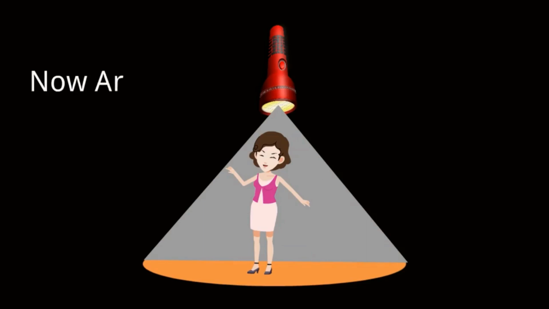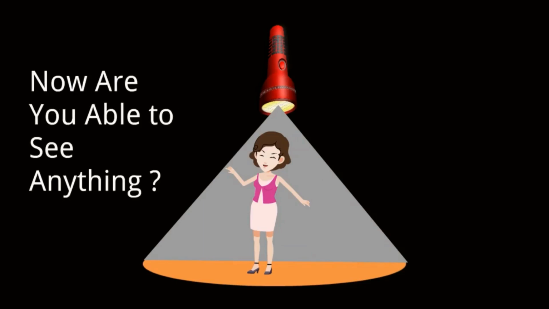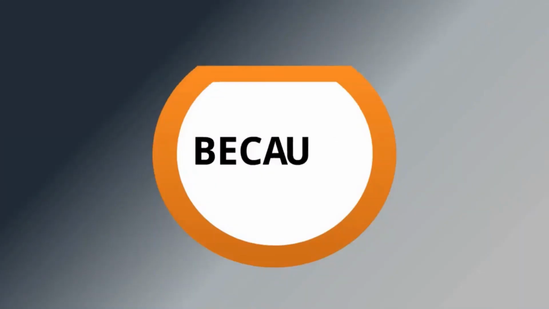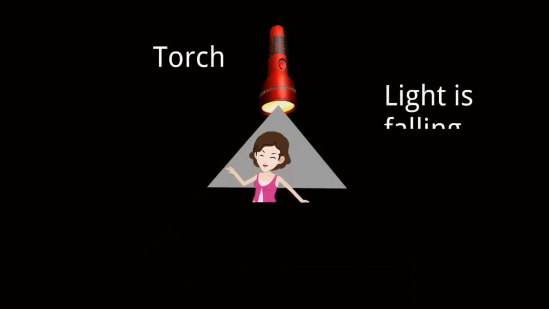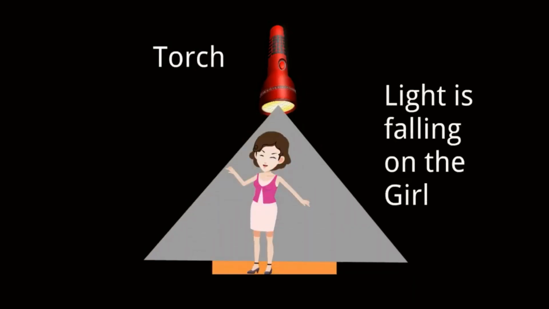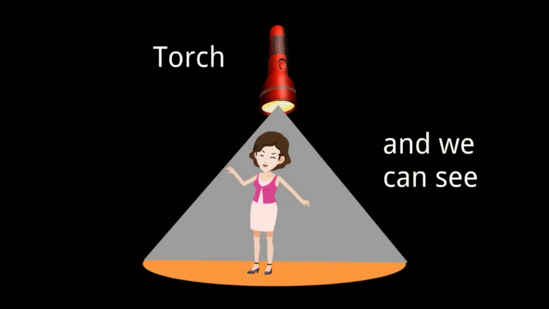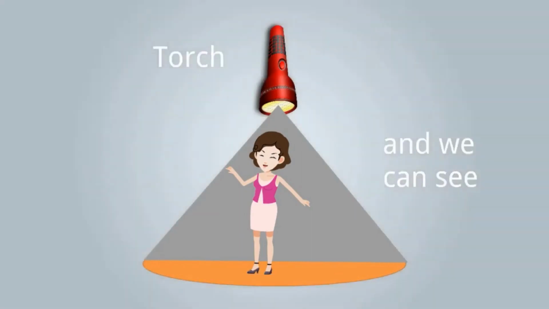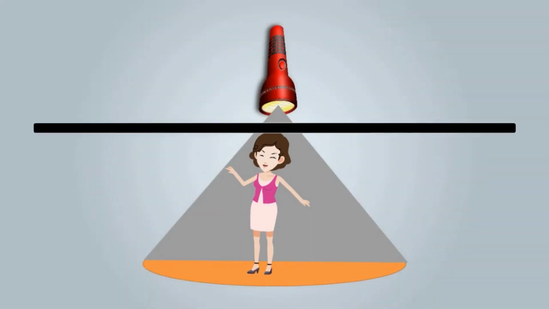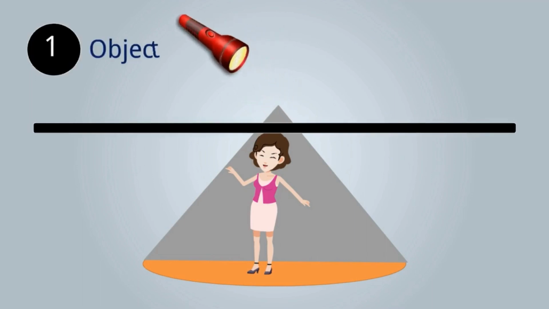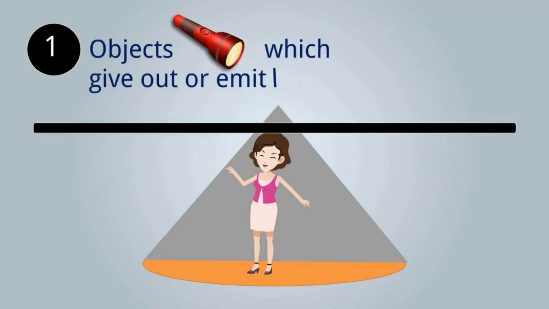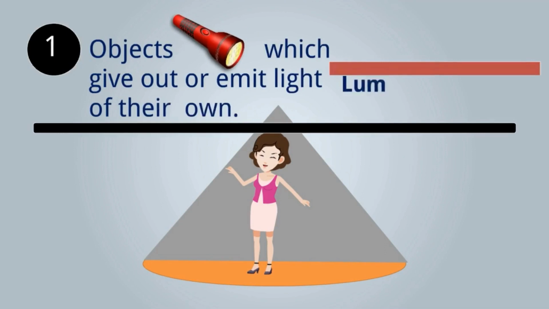Now, this is a very dark space. Are you able to see anything here? No. Now are you able to see anything? Yes, because there is a torch light and light from the torch is falling on a girl and we are able to see the girl. Here you can see there are two distinct things. One, the objects which can give or emit light are known as luminous objects.